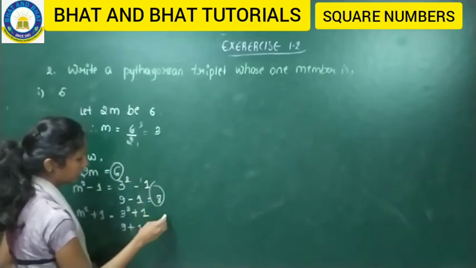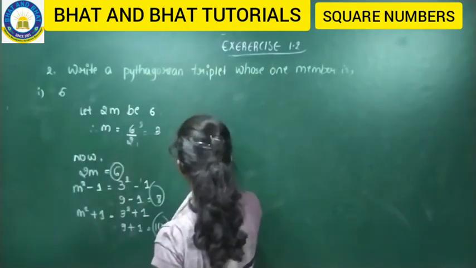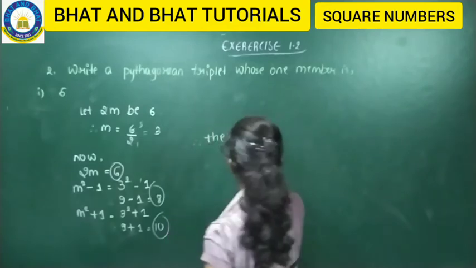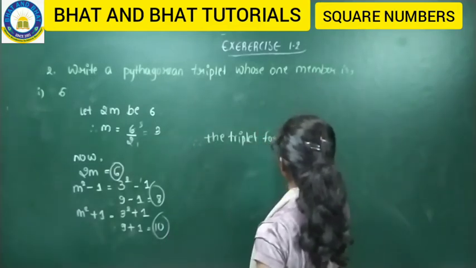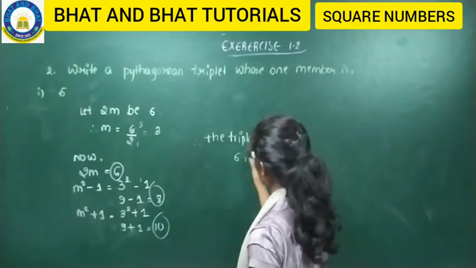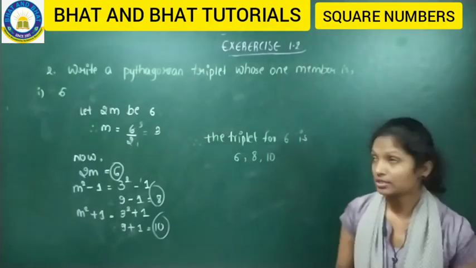6, 8, 10 is your answer. Therefore, the triplet for 6 is 6, 8 and 10. So again I will just explain you, listen to me.